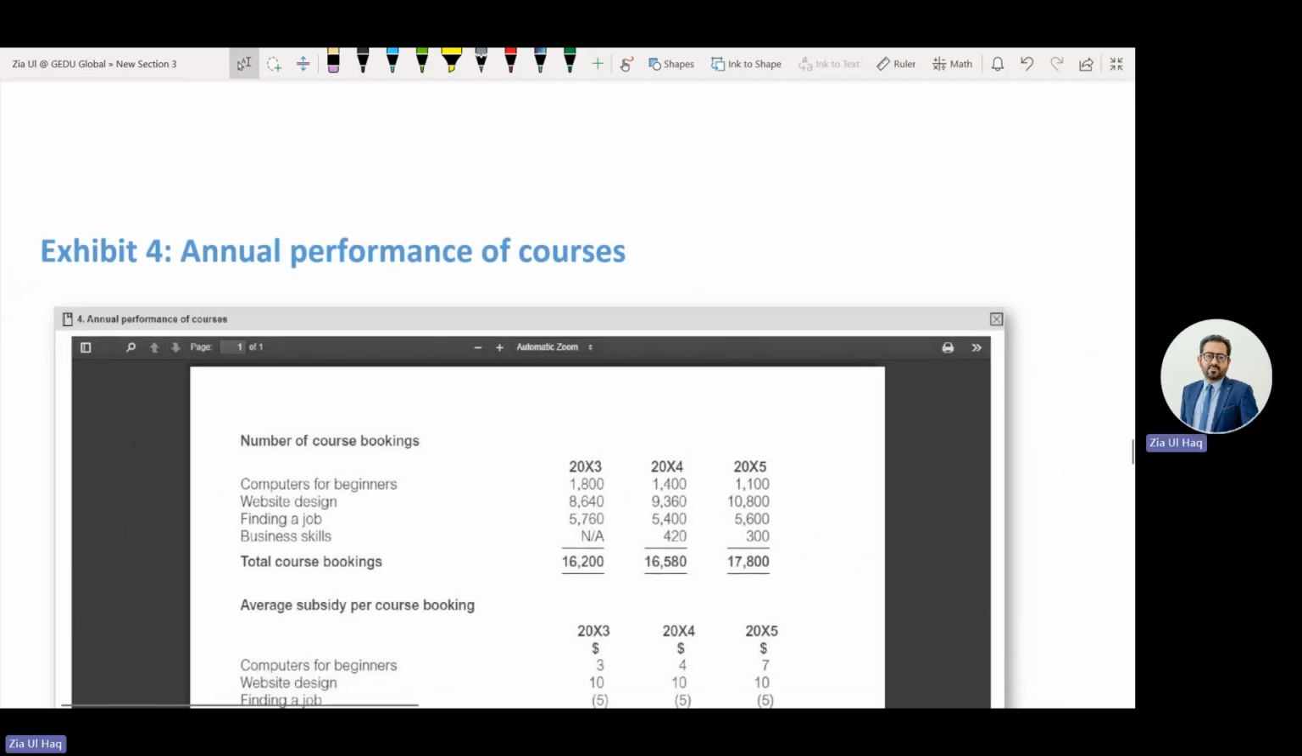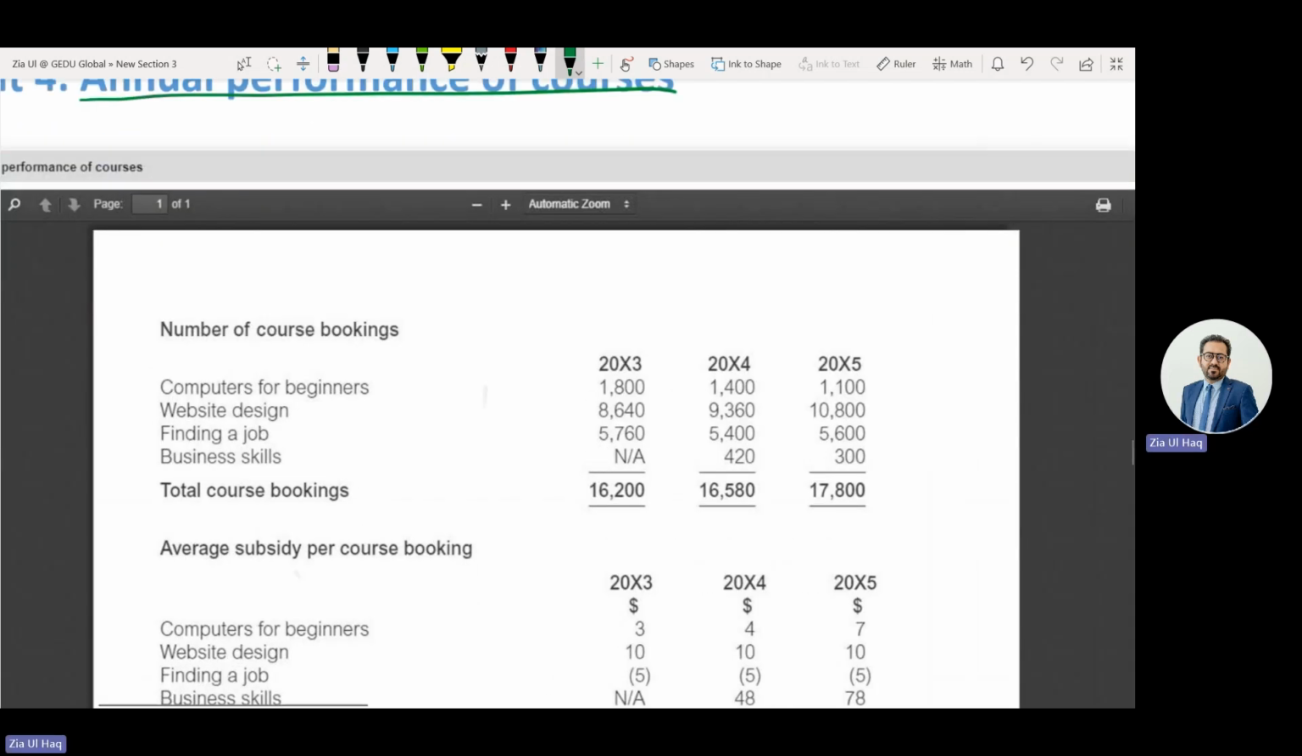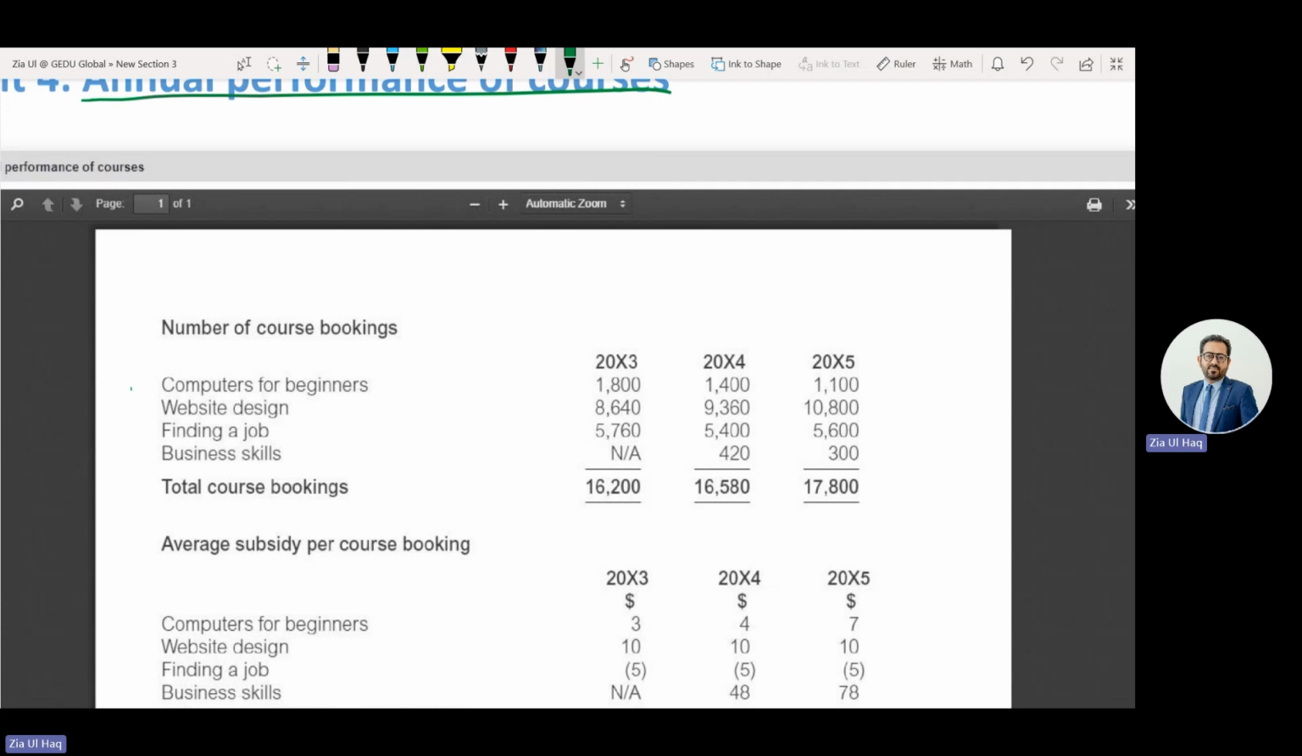Exhibit 4, annual performance of courses. There are 4 courses: computer for beginners, website, finding a job, business case. If you look at their annual performance, number of course bookings, computer for beginners has reduced. Can you check how much in percentage it reduced as compared to the previous year?